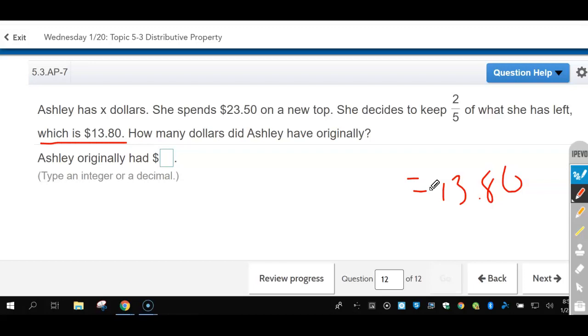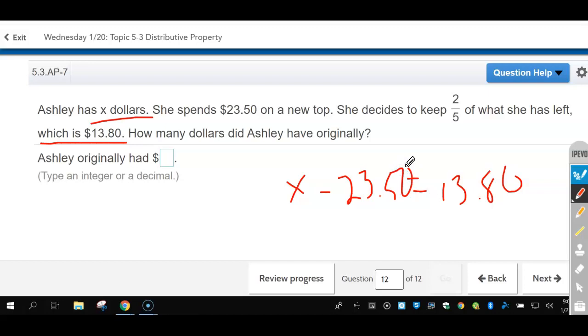Now we got to break down the other side. It says she spends X dollars, so that's X. We don't know how much she started with. Sorry, that's X. We don't know what she started with. She spends $23.50. So if she starts with X and spends $23.50, what are we doing? If you start with X amount of money and you spend $23.50 to buy something, what operation do you do? Subtract. You're going to subtract that $23.50 from whatever you started with.